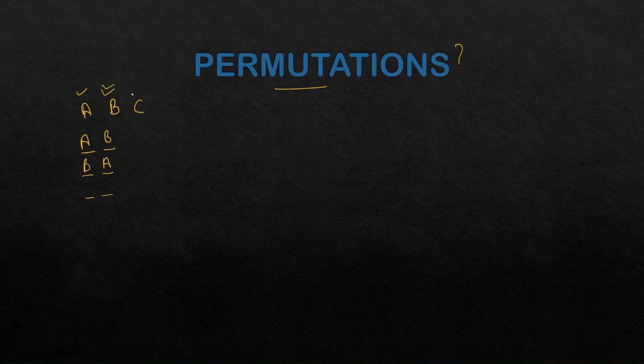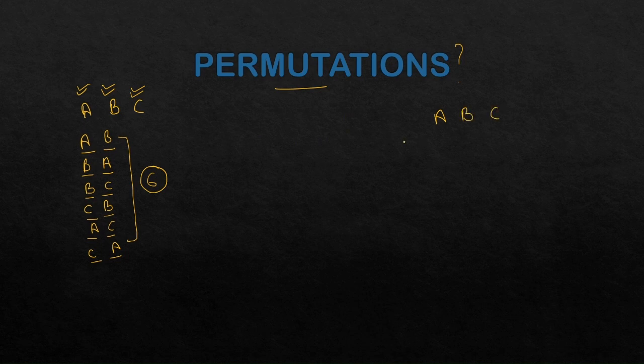And next if we choose B and C, B can be on the left and C on the right, and opposite in the other case. Now the options left are A and C. So there will be two ways of arranging A and C. In total, we have 6 ways of arranging any two people out of these three on a bench. Now we have the same three people, that is A, B and C.